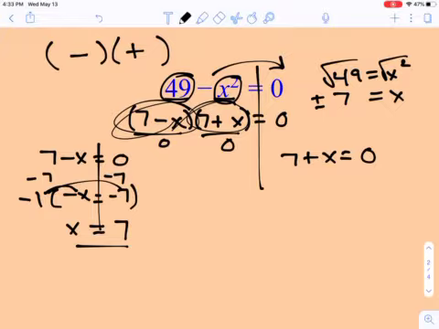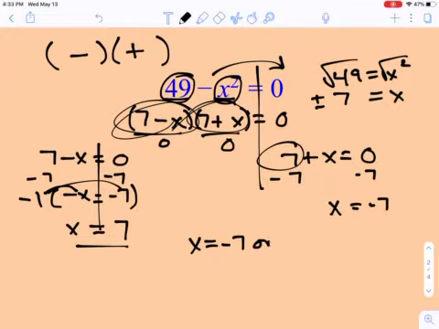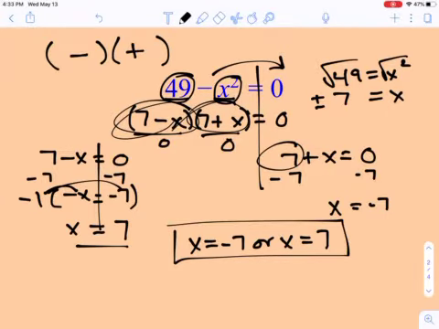x equals 7. And then for this one, 7 plus x equals 0. Let's subtract 7 from both sides, because it's positive right here, so we do the opposite. When you subtract 7 from 0, you get negative 7. You now have your 2 roots. So x is equal to negative 7 or x is equal to 7. And that is your solution for this particular problem.